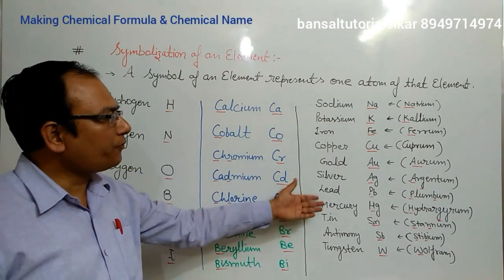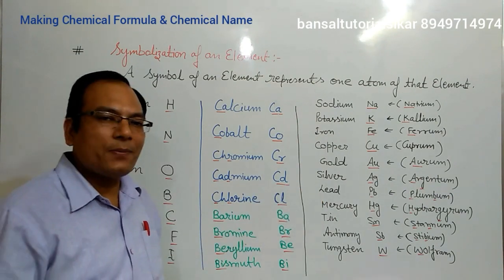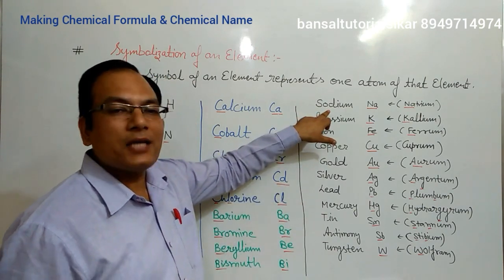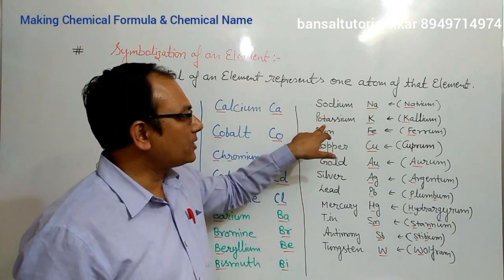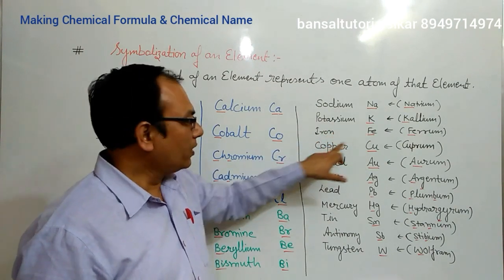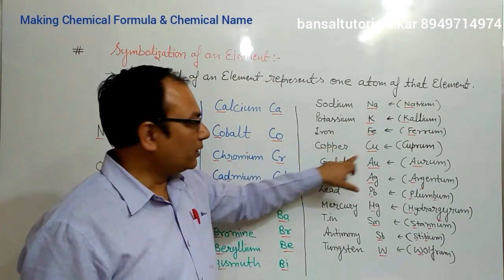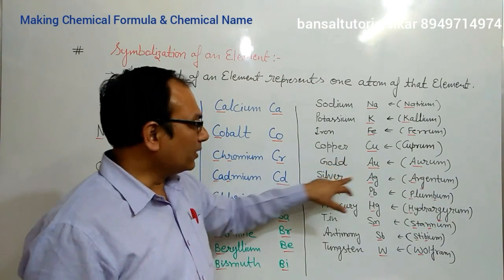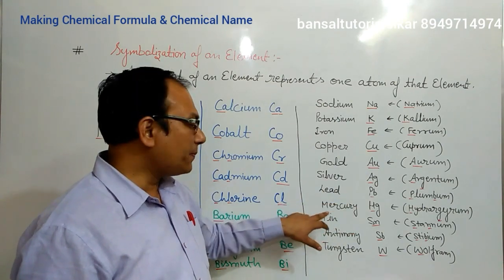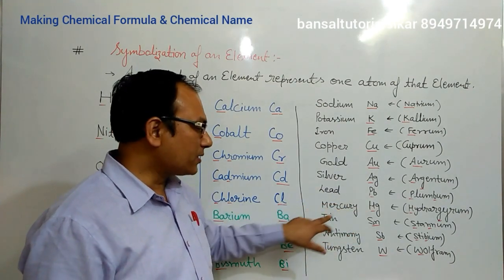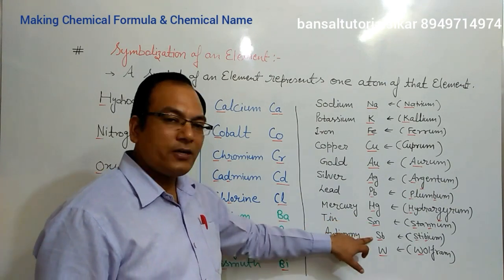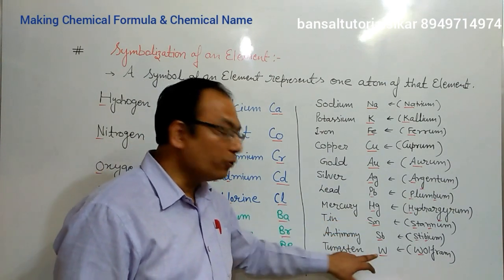Let's look at one more case of symbolization, of some special elements. The symbol of sodium is Na. The symbol of potassium is K. The symbol of iron is Fe. The symbol of copper is Cu. The symbol of gold is Au. The symbol of silver is Ag. The symbol of lead is Pb. The symbol of mercury is Hg. The symbol of tin is Sn. The symbol of antimony is Sb. And the symbol of tungsten is W.